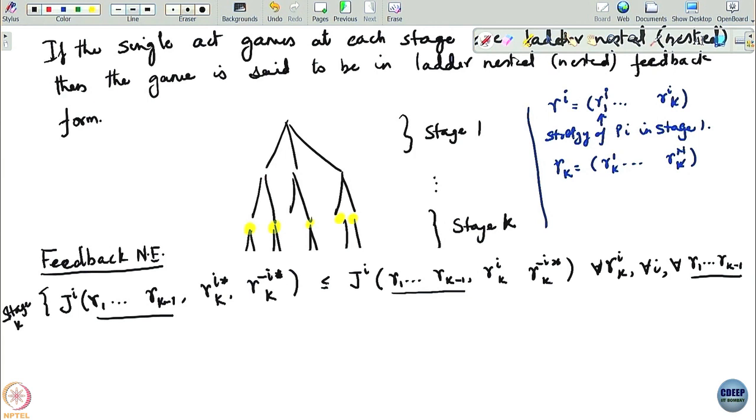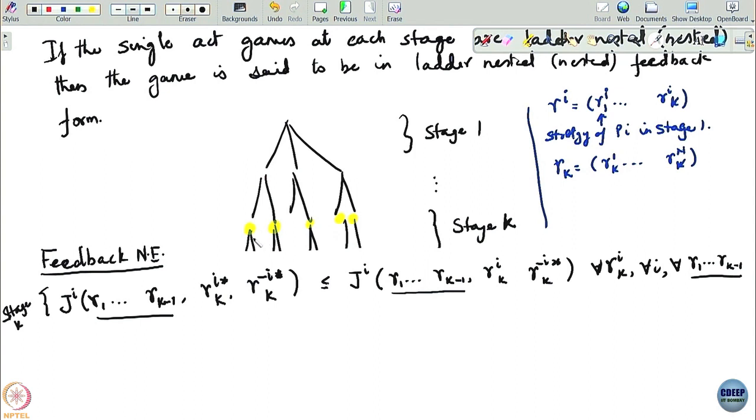So gamma I k in stage k will have one function here, another function for this, another function for this, and so on. What this is preventing is you from coming up with a function that will ignore this information, for example. It's preventing you from doing a threat across these subtrees, because it has to be in equilibrium regardless of which tree you've got into.